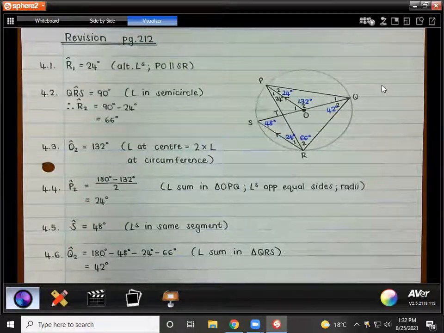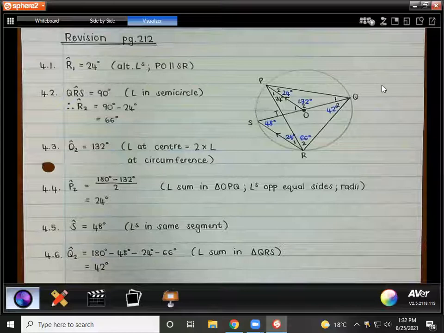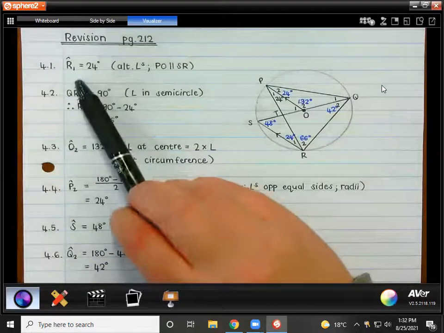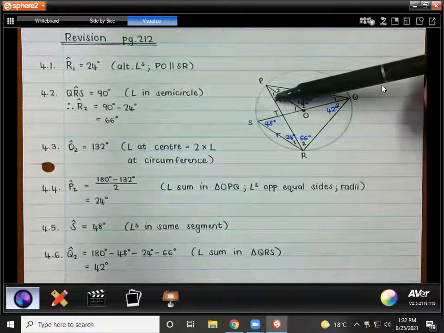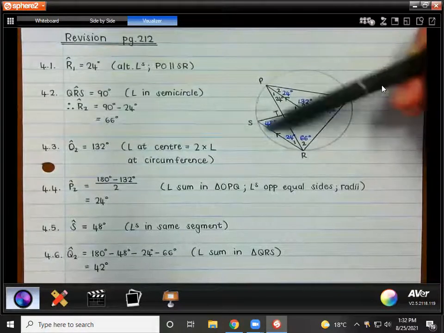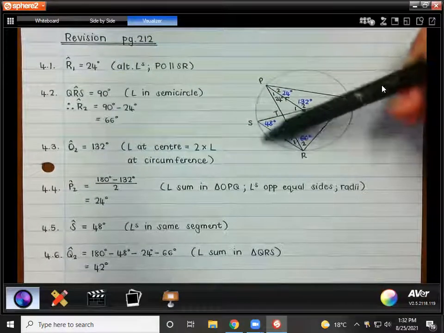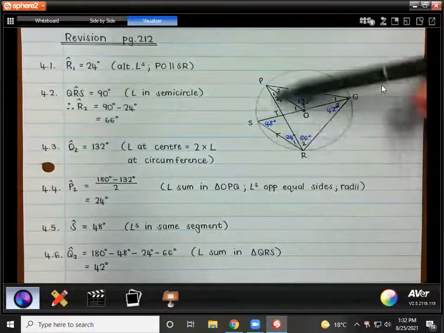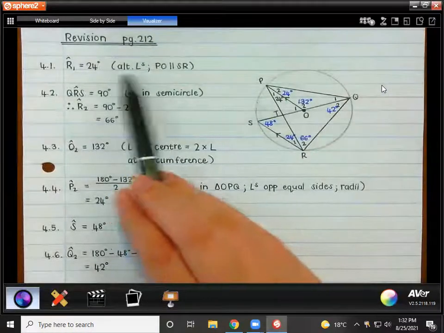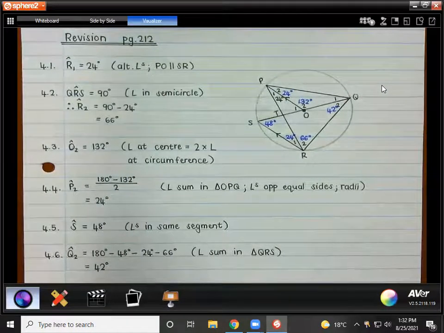For this one, they just wanted the sizes of those angles. Sometimes you have to do multiple steps. Okay, so here, if P1 is 24, they asked you for R1. Do we see that Z shape? Alternate angles. R1 will be equal to 24 as well, because those lines are parallel.